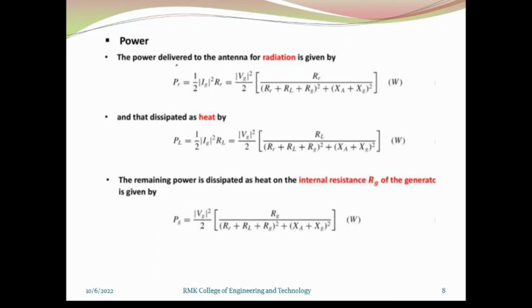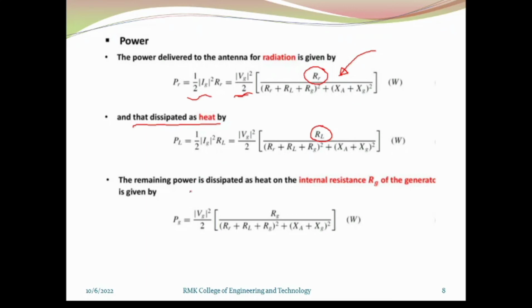We have the power delivered to the antenna for radiation given by this equation. PR is equal to half of Ig squared times Rr, or Vg squared by 2. Either this relation or that relation can be taken. Vg we have already calculated previously, and we can substitute that equation here to get the power radiated. The next one is the power dissipated as heat, because this is the loss power, right? So we change the numerator to RL. For power radiation we take Rr, whereas for power loss we take RL. That is the only difference.